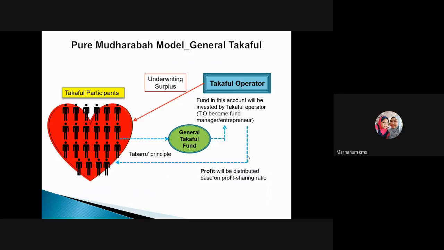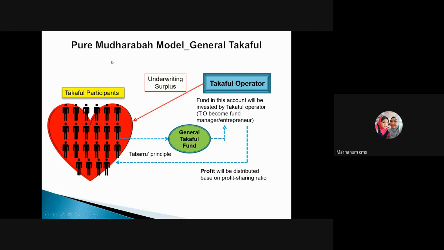So how about in Takaful? When the mudarabah model is adopted, the participant, because they bring money and want to contribute into the Takaful fund, becomes the Rabbul Mal. Rabbul Mal means the owner of the capital, the fund provider. The Takaful operator becomes the manager, fund manager or entrepreneur. Profit from the investments will be divided among the participant and the Takaful operator based on a pre-agreed profit sharing ratio. If there is a loss from the investment, it will be borne by the participant. So that's the mudarabah model.